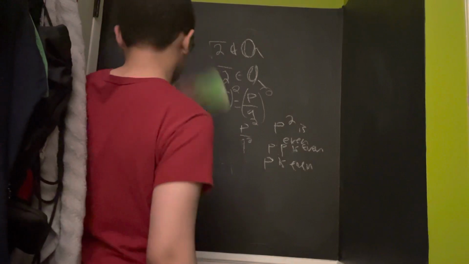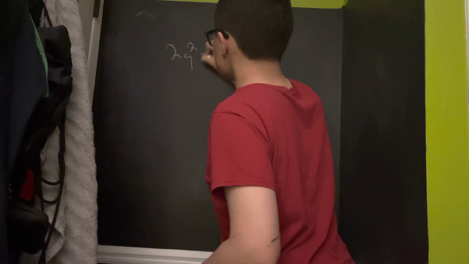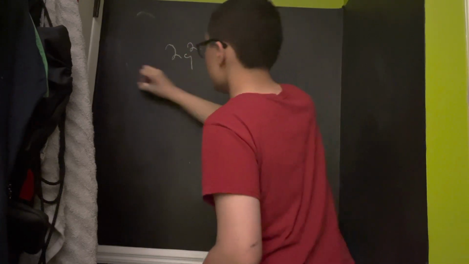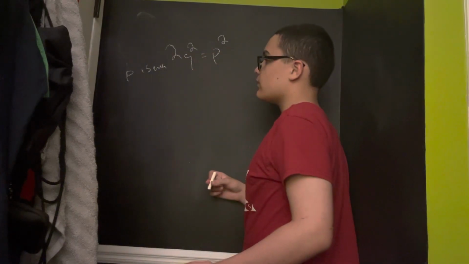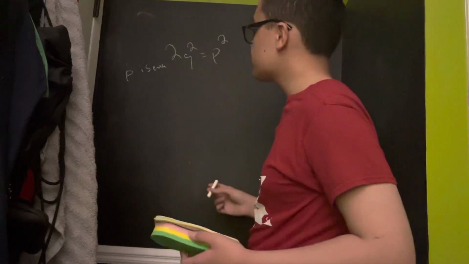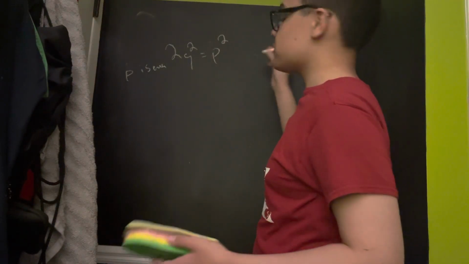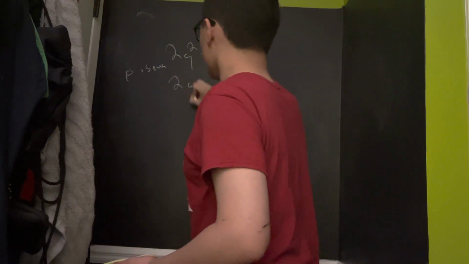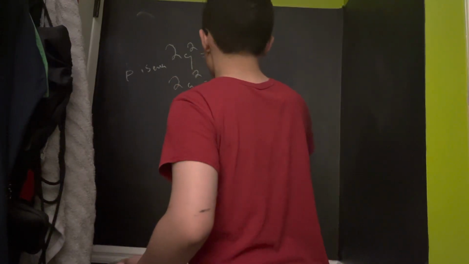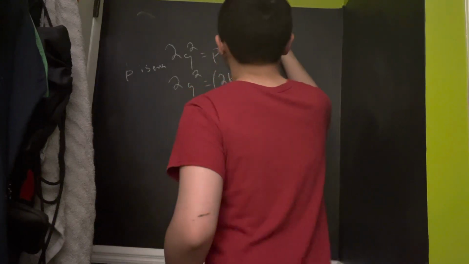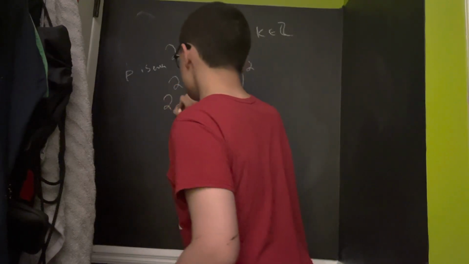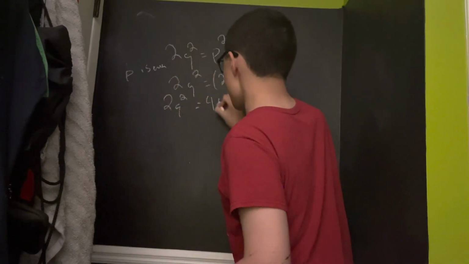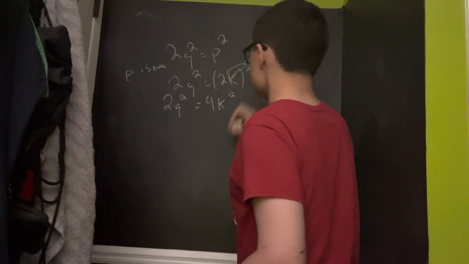So I'm going to actually rewrite this whole thing now. 2Q squared equals P squared implies that, in quick note, P is even. Now, what we can do here is, since P is even, we can rewrite it in the form 2K, where K is an integer, squared. I'd probably say K is an element of the integers. Now here we can simplify, so 2Q squared equals 4K squared, because you distribute this.